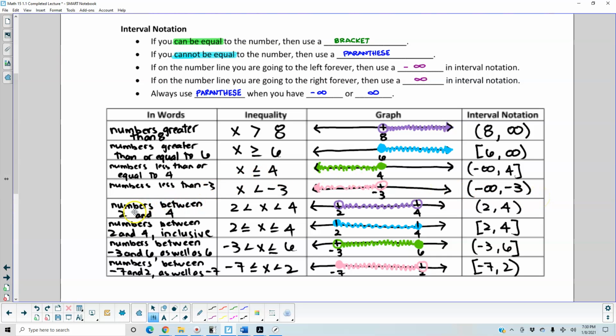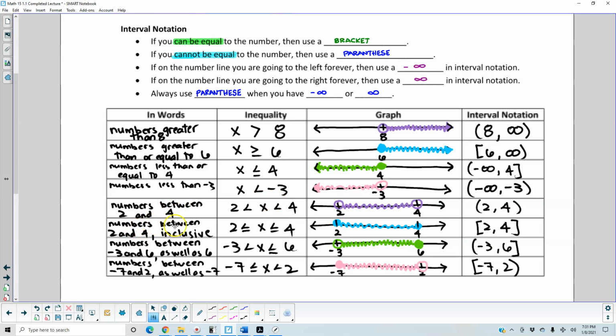Numbers between 2 and 4. That means x is in between 2 and 4. So we have an open circle at 2, an open circle at 4, and then we're including everything in it, but we're not including the values of 2 and 4. So that's why we're having parentheses. So we have parentheses 2, comma 4 parentheses.